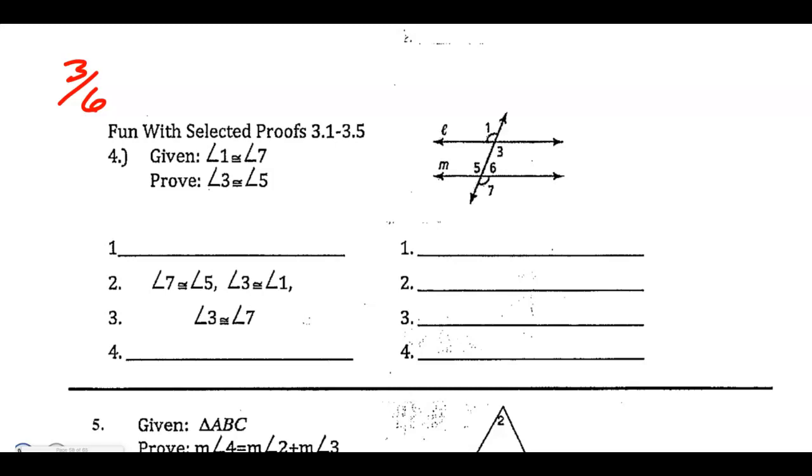Chapter 4, we'll do proofs almost daily, a couple just to make sure you have it down. All right, so 3 blanks should have been filled in for free. Are you ready? This one, what am I going to write? Angle 1 is congruent to angle 7. I have to start there. Why? Because they told me.